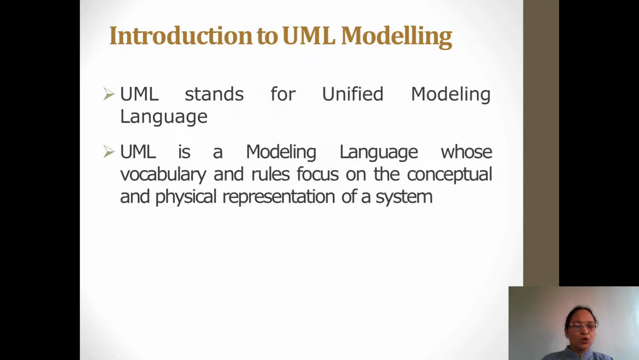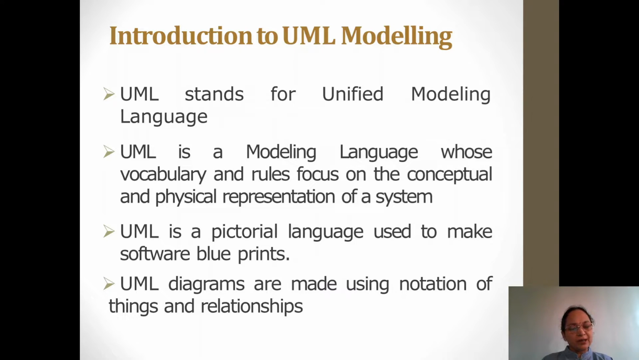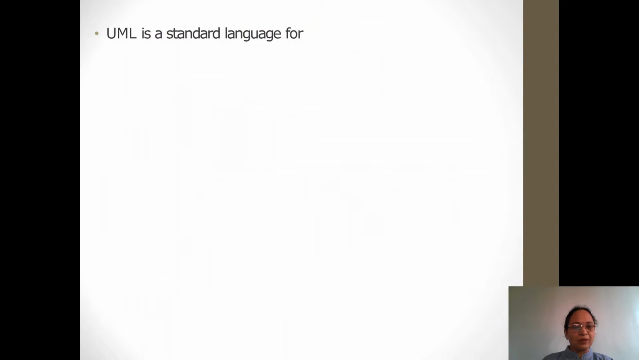UML is a modeling language whose vocabulary and rules focus on the conceptual and physical representation of a system, where vocabulary means the set of components and relationships, and rules mean how and where to use the components. It will give you a conceptual and physical model of a system. UML is a pictorial language used to make software blueprints, which means we can visualize the model. UML diagrams are made using notations of things and relationships, which are the building blocks of UML modeling.